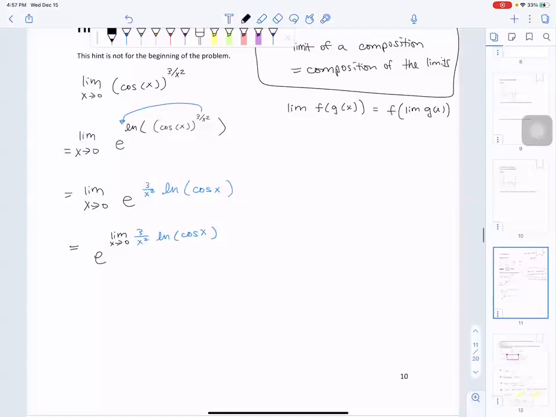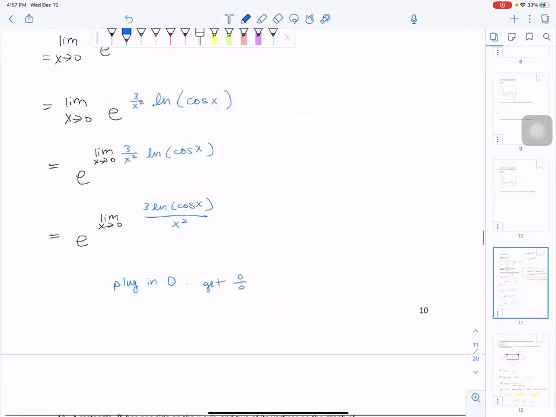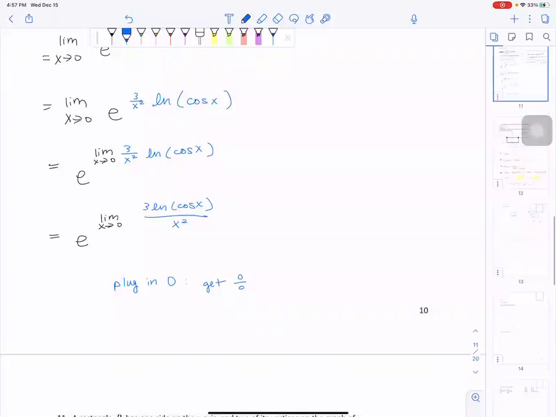So right now, let's focus on this limit. We have limit of 3 natural log cosine x over x squared. This looks like a promising thing. But we plug in 0. How do you do this? You plug in 0, right? You would get 0 over 0. So plug in 0, get 0 over 0. So you want to use L'Hopital's rule.